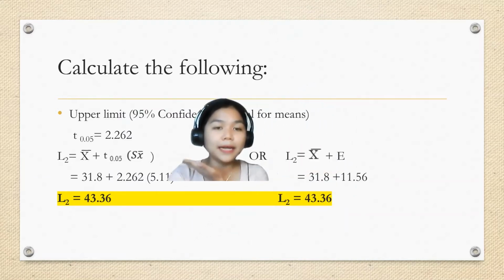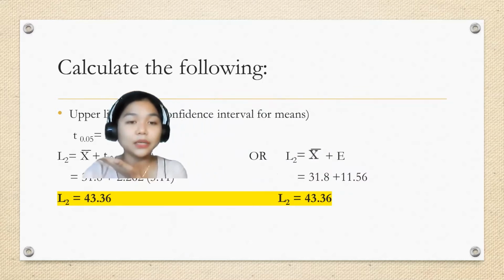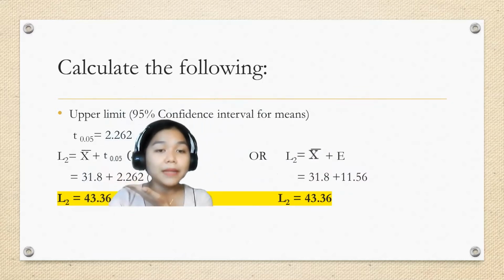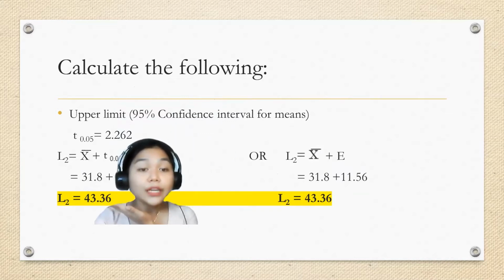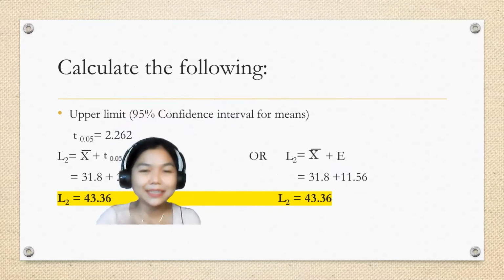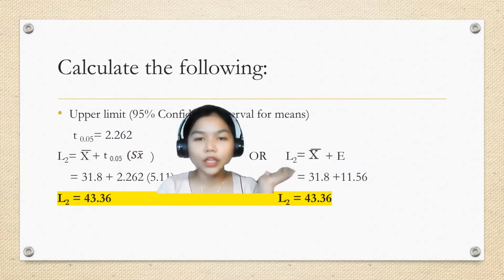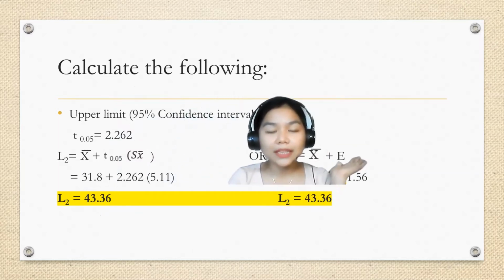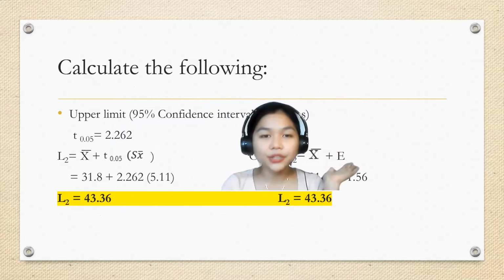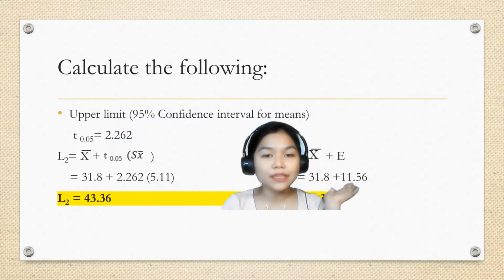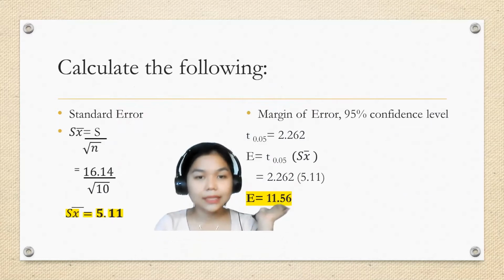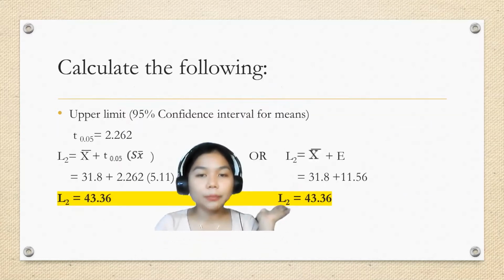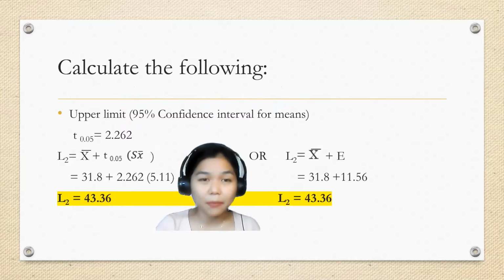For the upper limit, instead of subtracting, we need to add. So 31.8 plus 2.262 times 5.11 is equal to 43.36. Sorry, I'm getting tongue-tied. And then for the other way of computing it, simply add the margin of error, which is 11.56, to the mean, which is 31.8. So the answer is 43.36. They are just the same, okay?